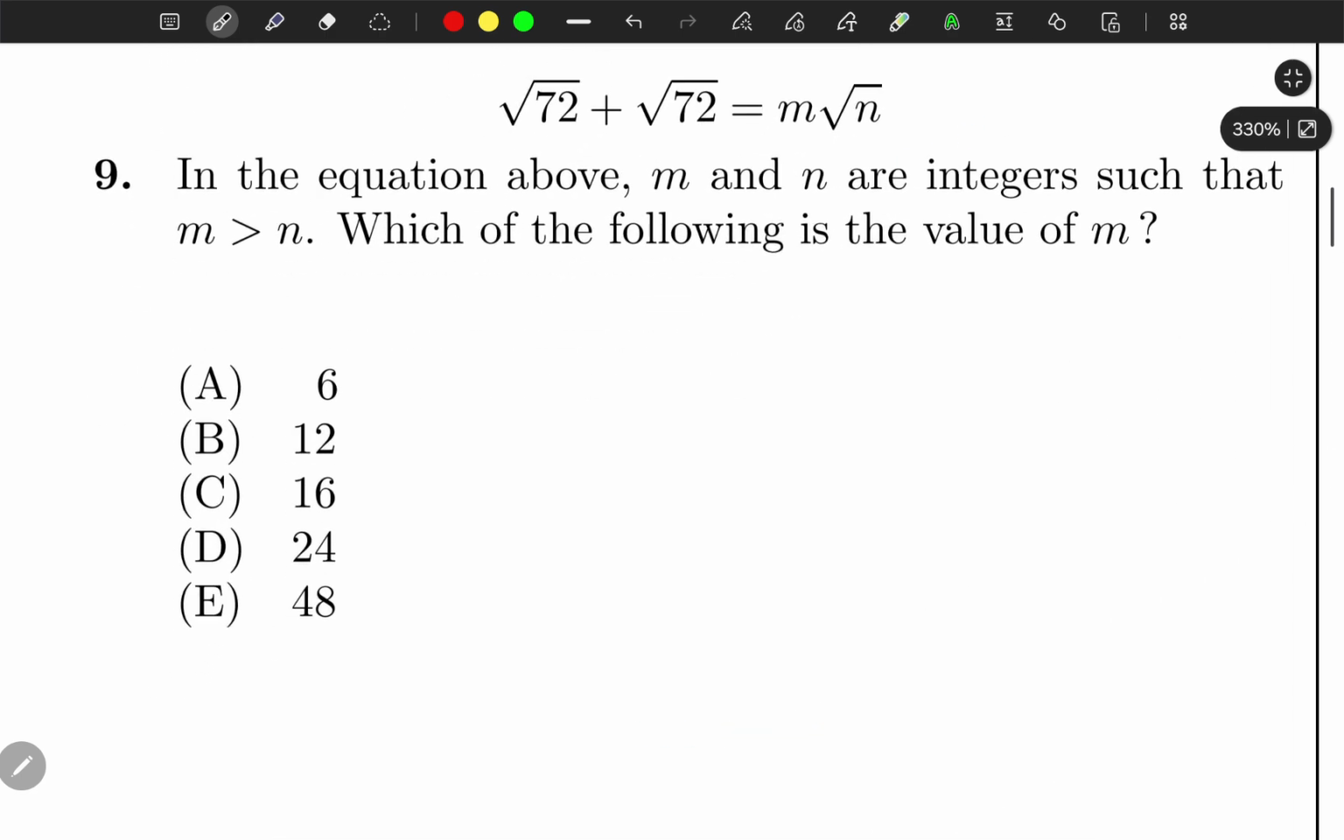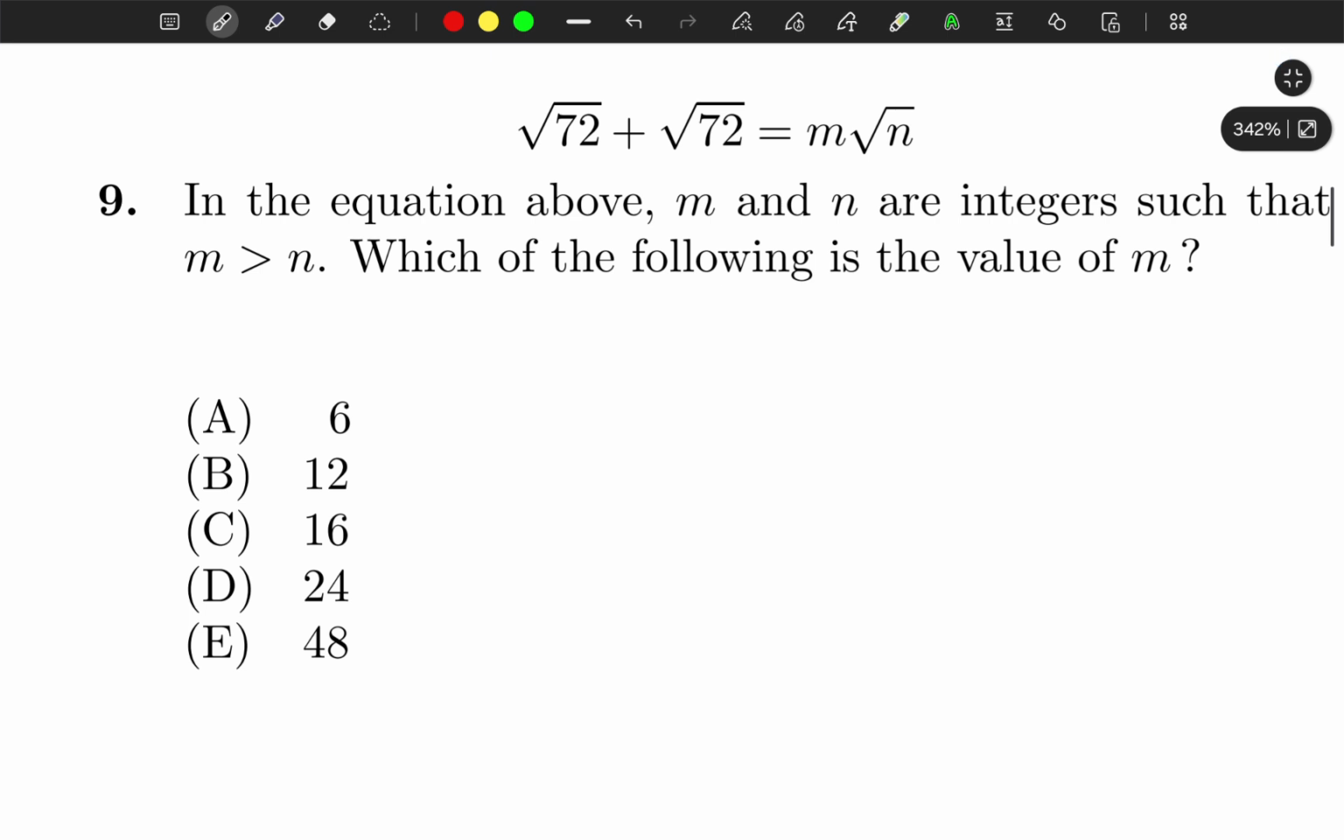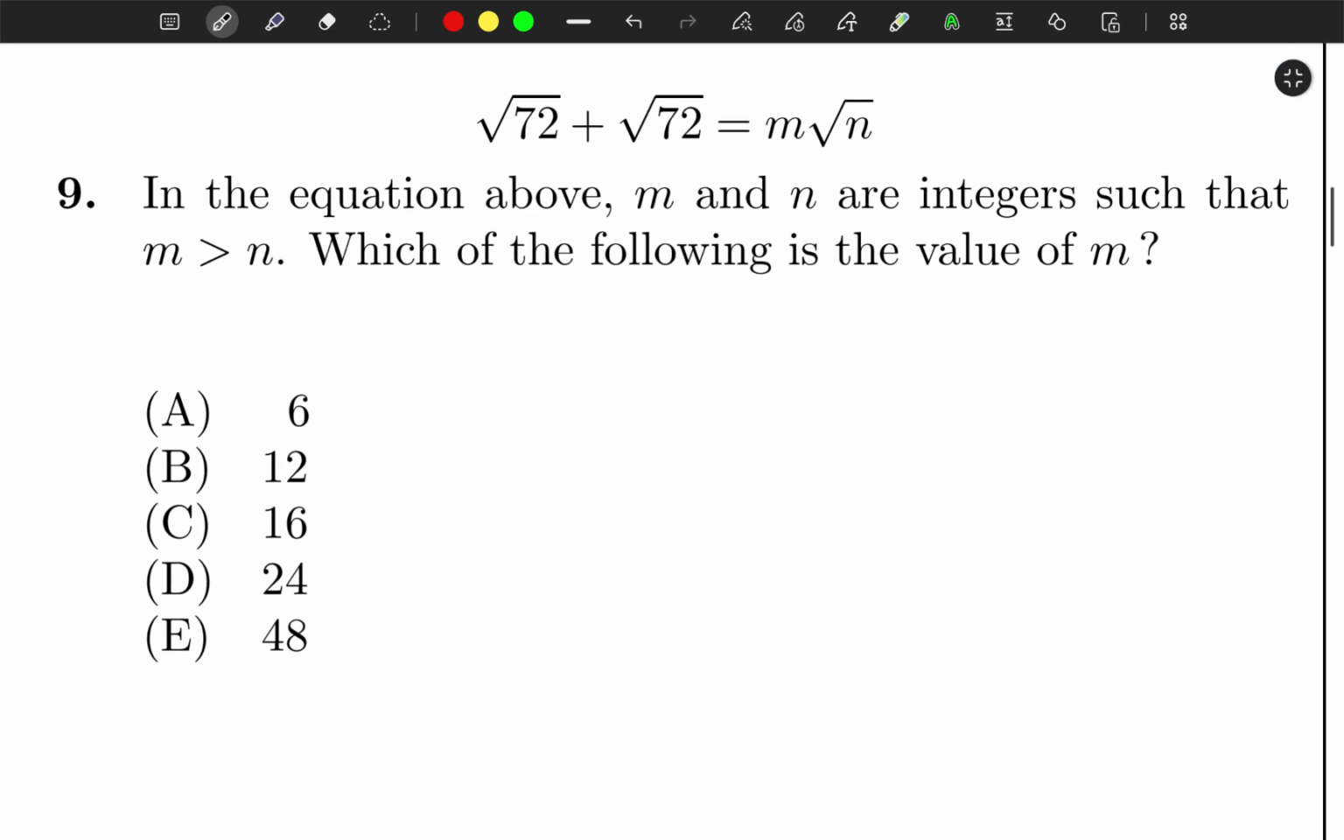Okay, let's move on to the fourth question. So basically the question says under root 72 plus under root 72 equals m under root n. In the equation above, m and n are integers such that m is greater than n. Which of the following is the value of m?